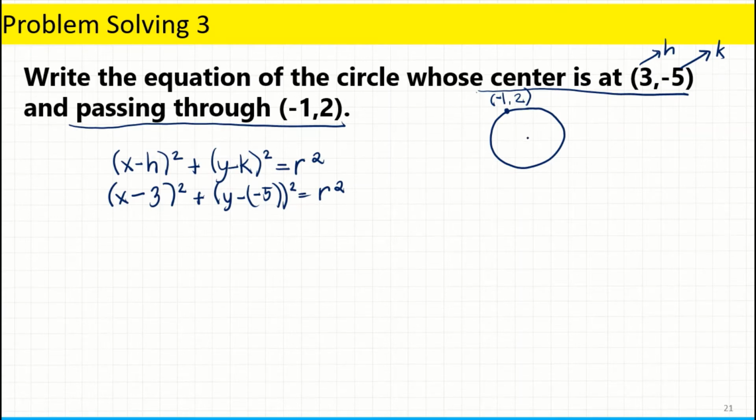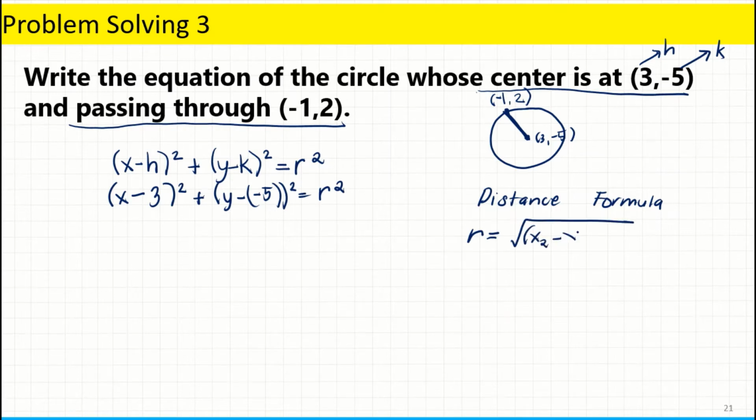Kung meron tayong circle, halimbawa, nandito yung point natin na 3, negative 5. Okay, so dapat pakita natin yung distance ng dalawang points na yon. And para makuha yung distance yun, gagamitin natin yung tinatawag natin na distance formula. Okay? So, when we have the distance formula, makukuha natin yung radius. Radius is equal to the square root of x sub 2 minus x sub 1, okay, squared plus y sub 2 minus y sub 1 squared.